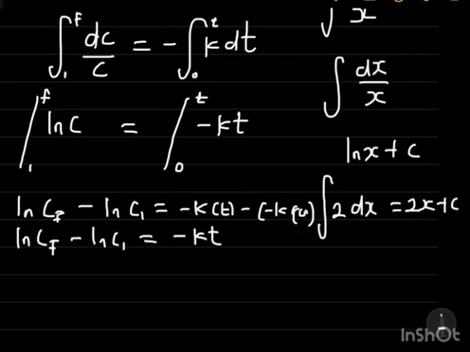Alright, so this is the integrated rate law for first order reaction, and that is ln C final minus ln C initial equals minus kt.